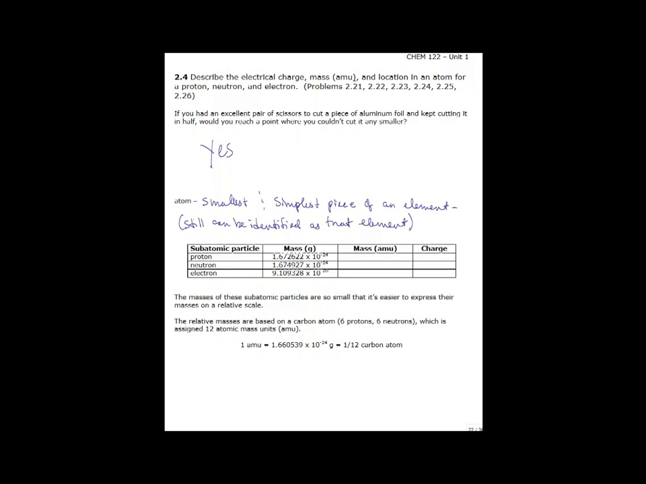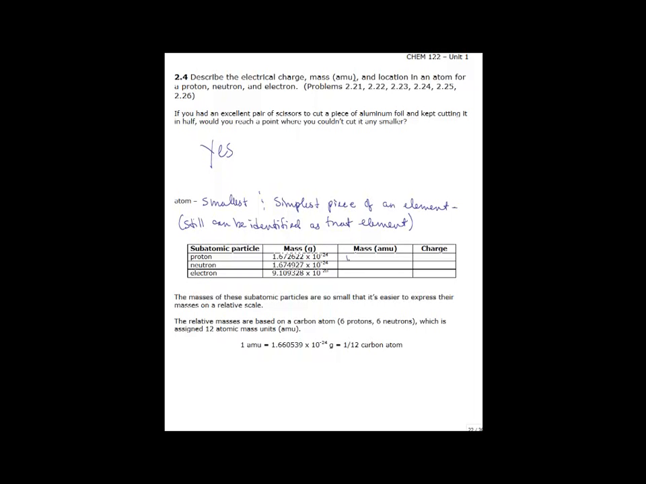And carbon is found in everything living. So organic chemistry deals with carbon, so that's why it was chosen. It's just all over the place. That's why we based our atomic mass units off this. So if you express the masses of the subatomic particles in AMUs, you don't have as many zeros. So it's just an easier way to account for this mass.